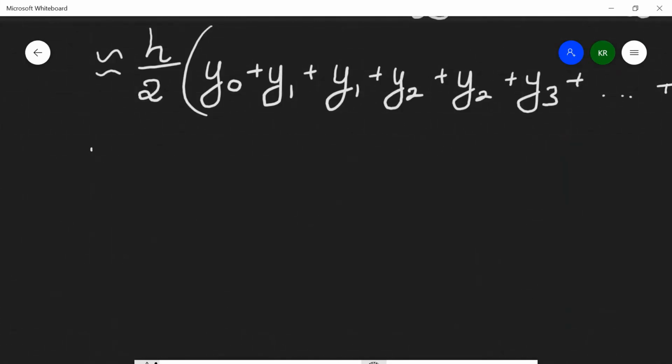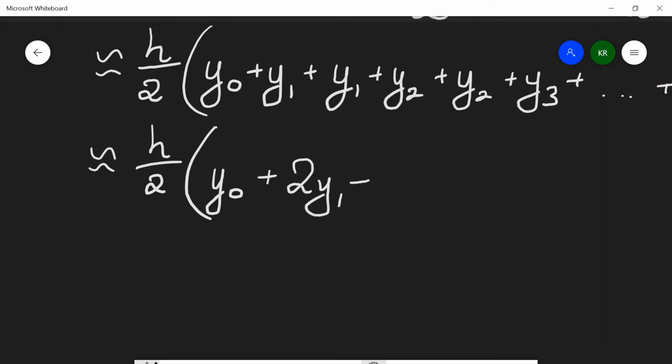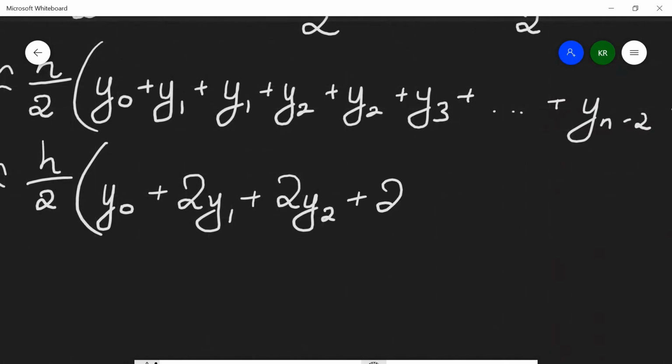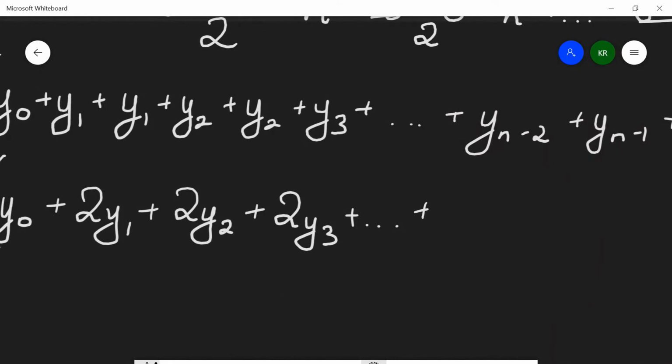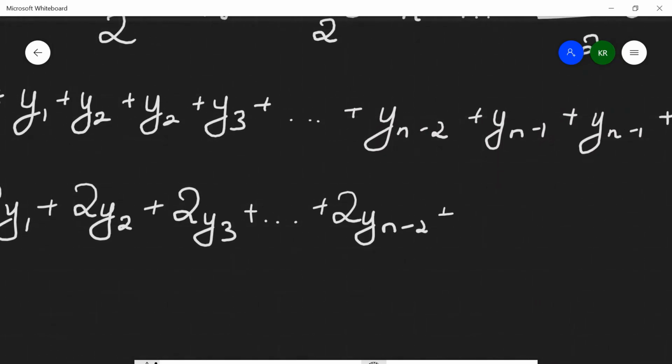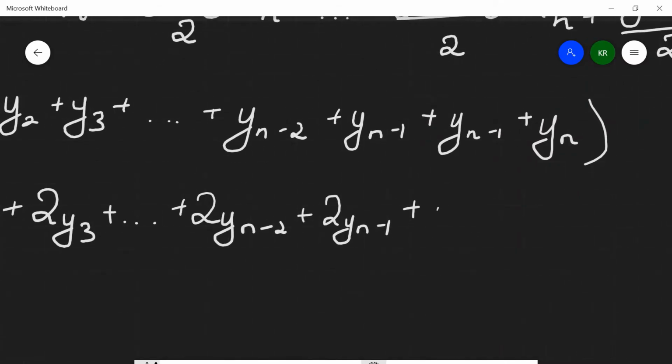And that, well, you can see that that is just h over 2, and we've got one lot of y of 0, but we've got two lots of y of 1, and we've got two lots of y of 2, and although you can't see it, we have two lots of y of 3, and all the way up, and we have two lots of y of n minus 2, and we have two lots of y of n minus 1, but we only have one lot of y of n.